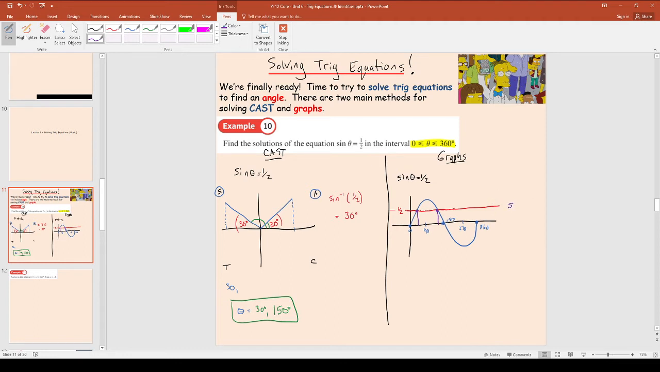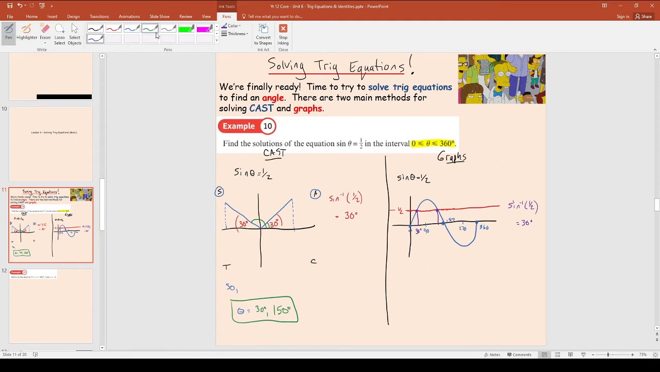So here's what you're going to do. You're going to do inverse sine of a half and see what you get. Well, we know already that that's 30. Then you try to locate the 30 on your graph. It's going to be the first one, because it's less than 90, and this one's between 90 and 180. So it's definitely 30, so this is 30.